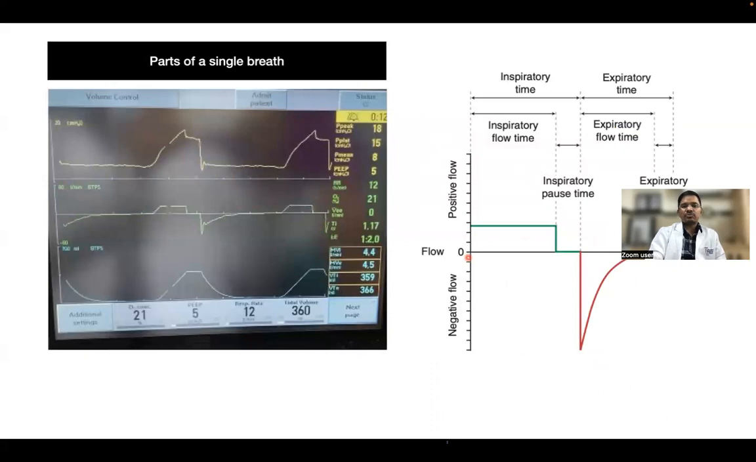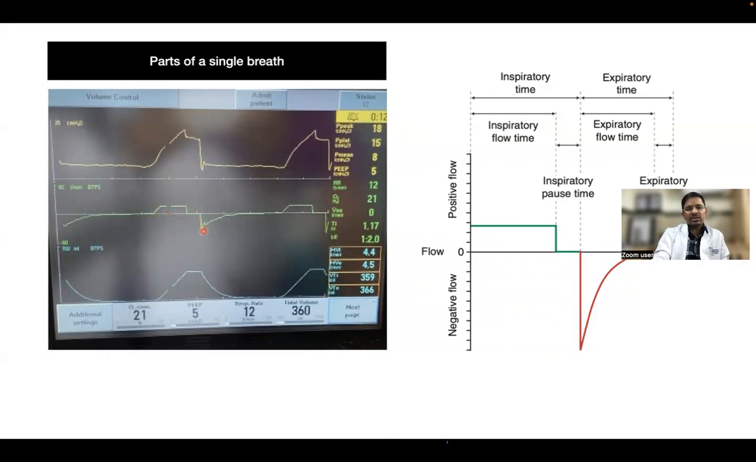Next, we dissect a breath. We want to know how a breath happens. In volume control ventilation, all ventilation happens because of the gas flow. We can see there is a flow curve. From this flow curve, this part is called inspiration. Then this one is the inspiratory pause. Total is called inspiratory time.